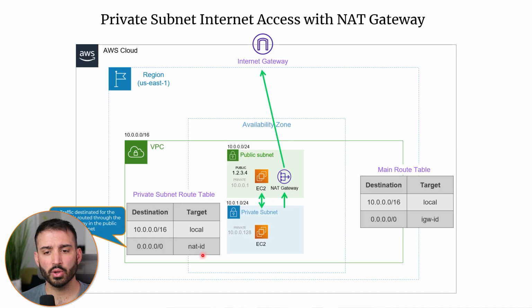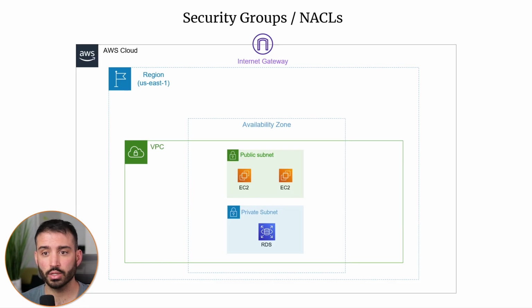Okay, so we learned about the networking side of things and how to access the public internet, and how traffic is being shaped through your route tables here. Now I want to talk about two different security concepts, two different firewall concepts. They're called security groups and NACLs, more commonly known as network access control lists. So let's talk about security groups first.